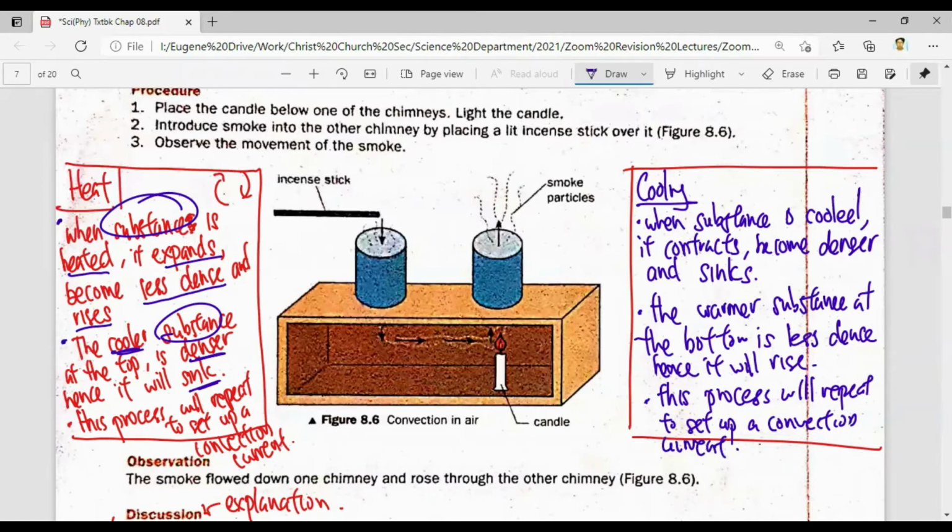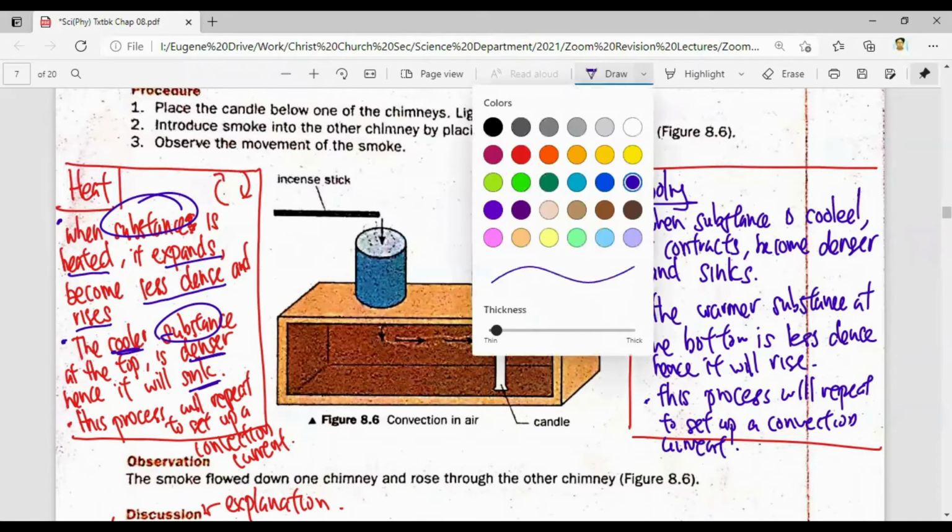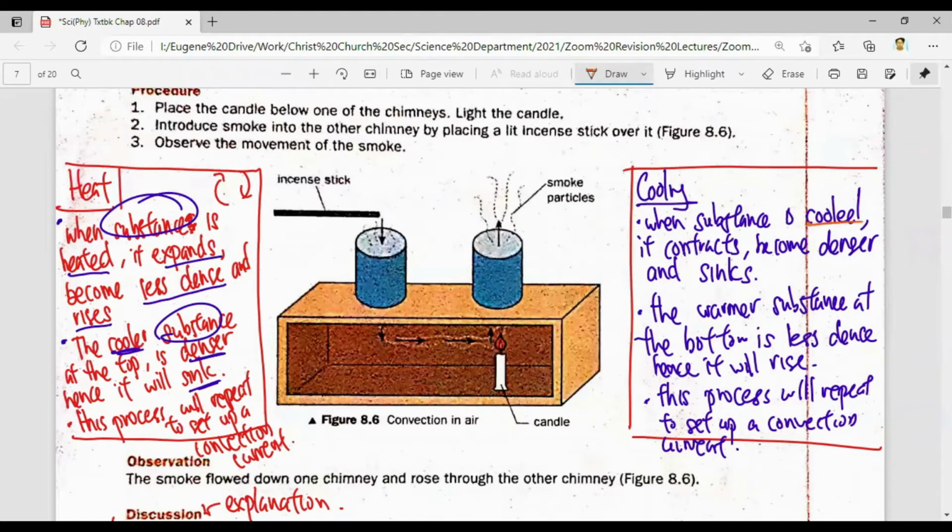The last sentence is the same, the last point. So key is the front part, how you're going to go about phrasing it. So cool, contract, denser, sink. That's in the first bullet point. Second bullet point, the warmer substance, which is less dense, will rise. Last part, set up convection current. So these are the two typical ways you can use to explain your convection currents.